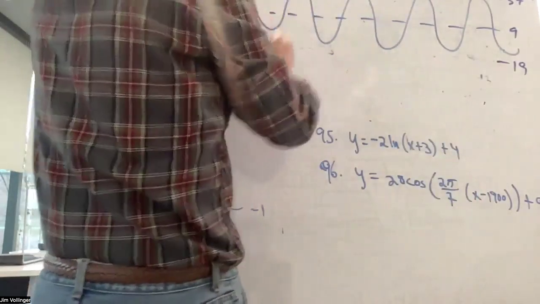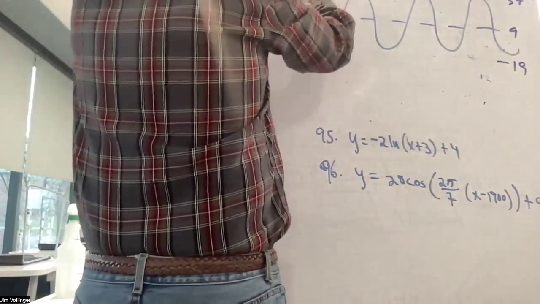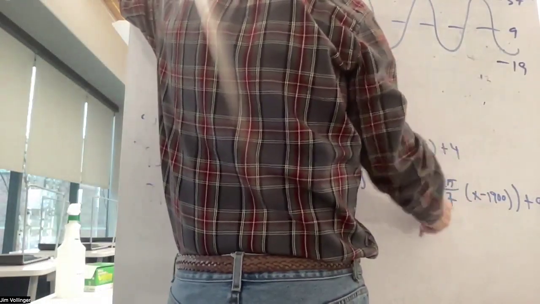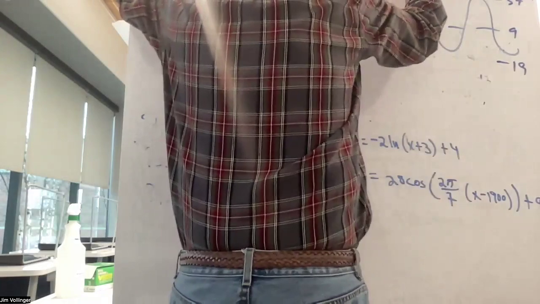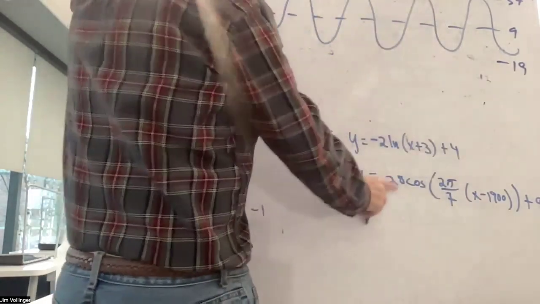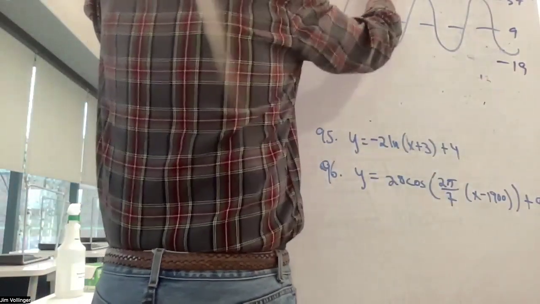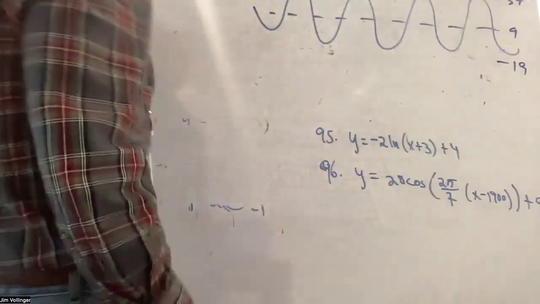We put 1900 in, we should get 37. Let's do that real quick. 1900, 0 times anything, 0. The cosine of 0 is 1. That's the maximum width. 28 plus 9, 37. So we're home free. 1907 brings us back to 37. And there's your practice for that.